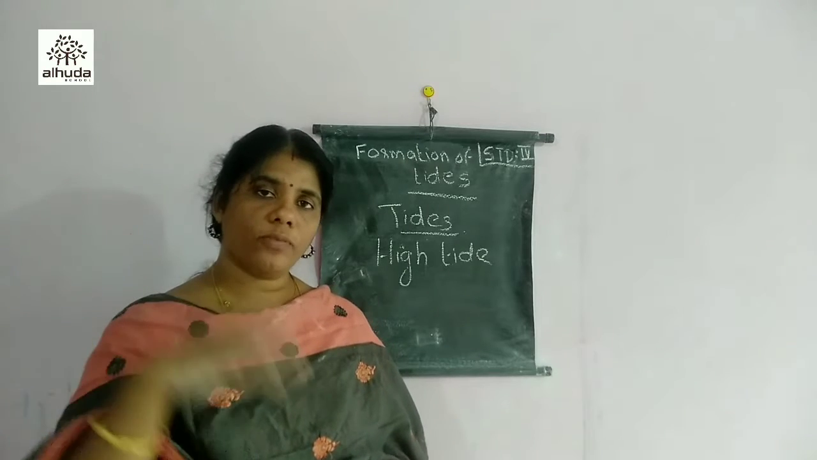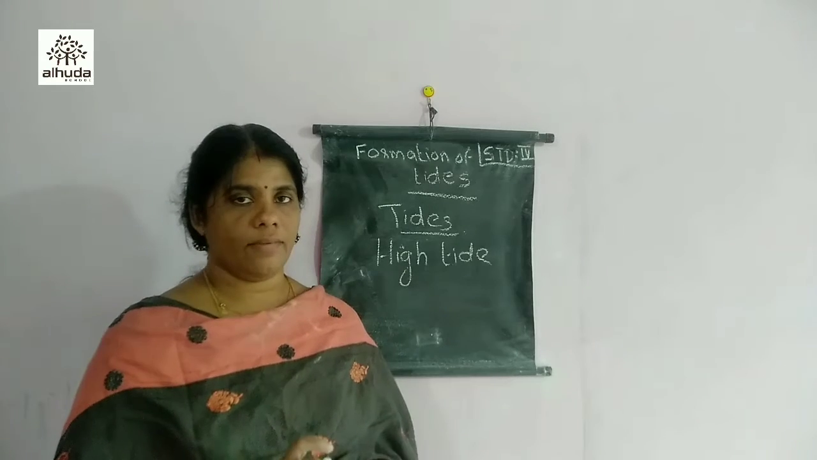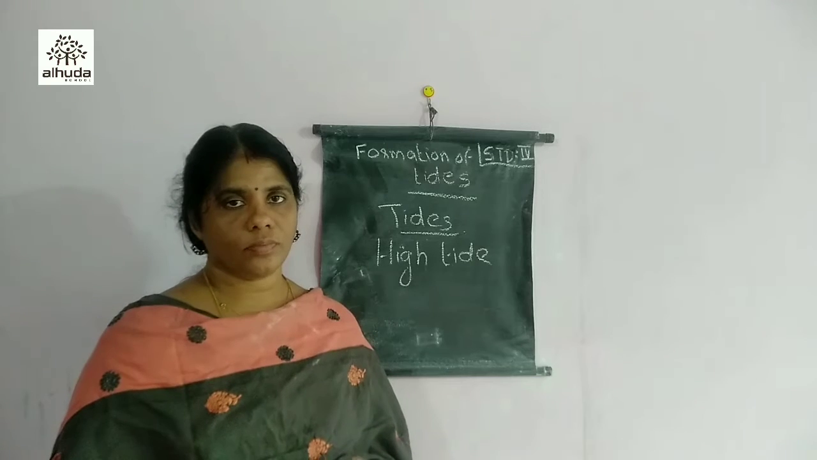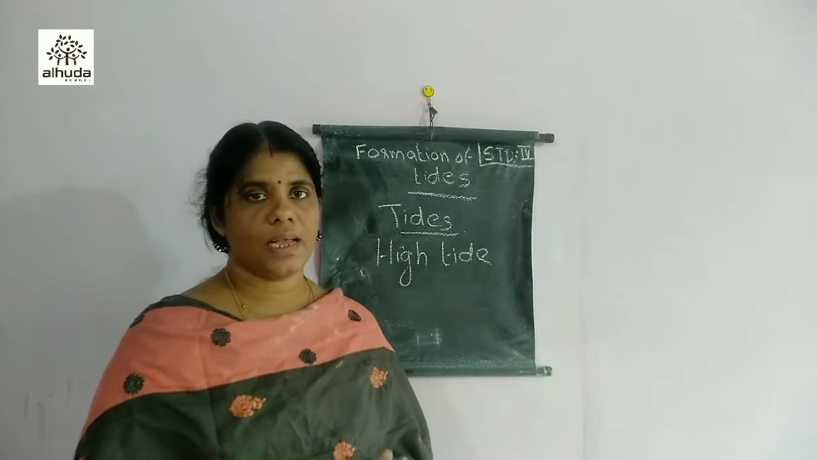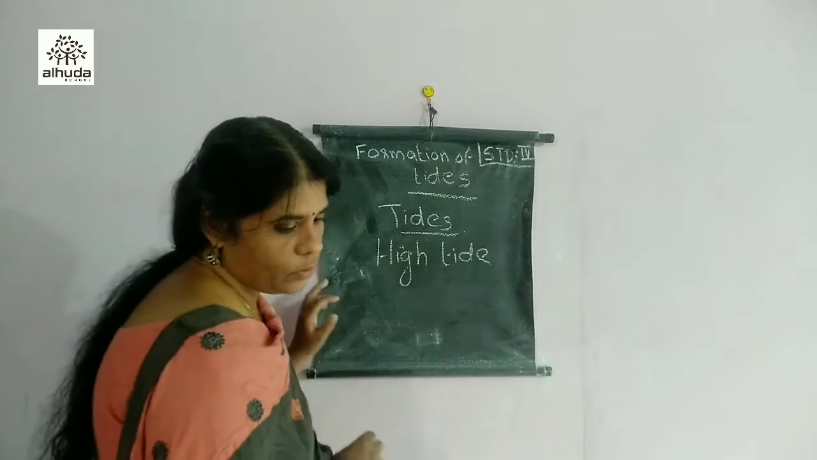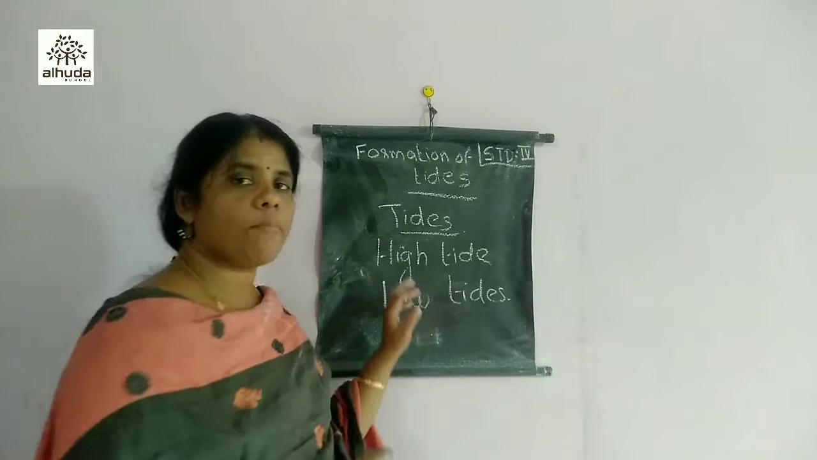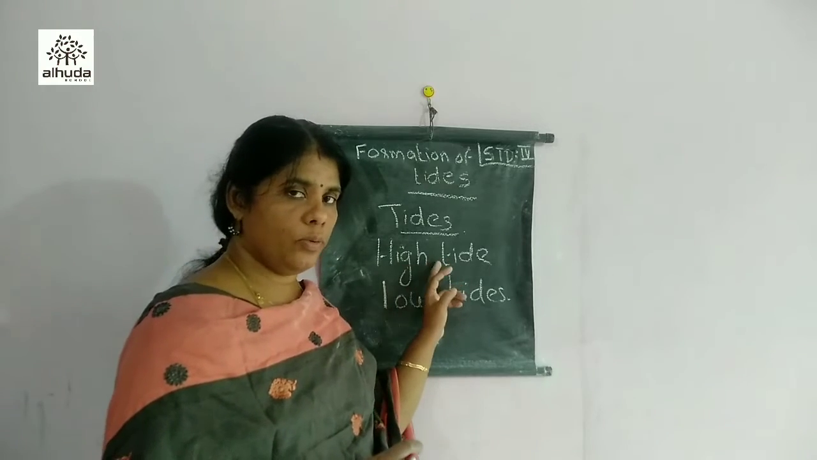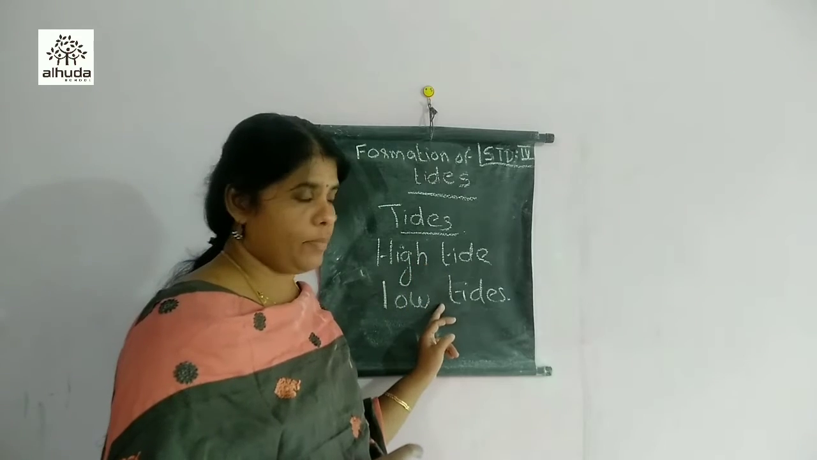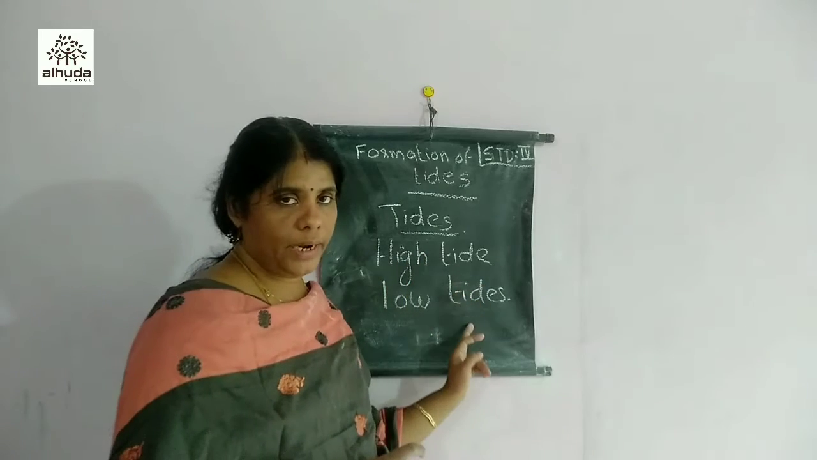And due to the fall of the sea level, we can see so much land in the places near the beaches, and that type of tide is called a low tide. Due to the pulling of the moon, two types of tides are happening, that is high tide and low tide.